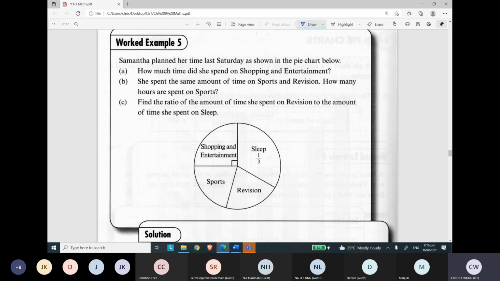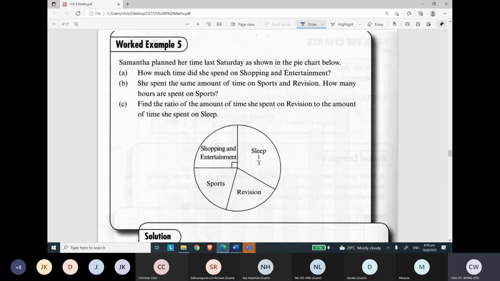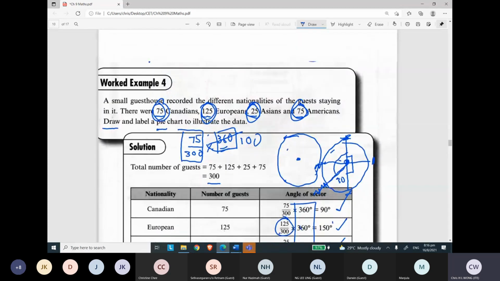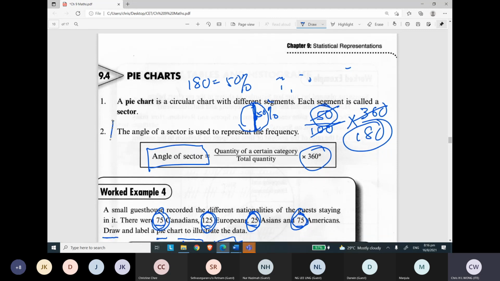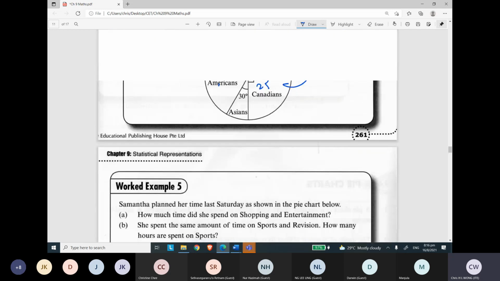Another pie chart. Pie chart is very good for percentage. In the exam, pie chart is very good for showing you the proportion, how much this one is bigger than this, the comparison. Did they say anything about how good a pie chart is? With different segments, it uses the angle. The angle represents frequency.